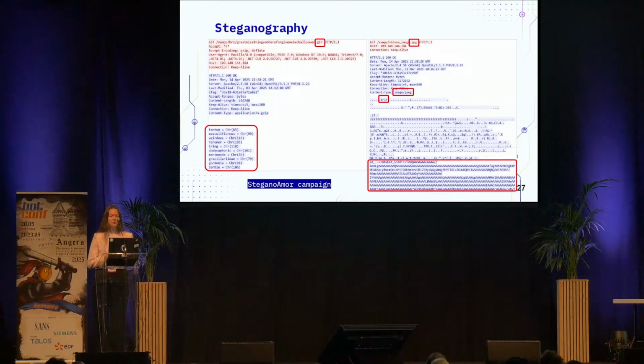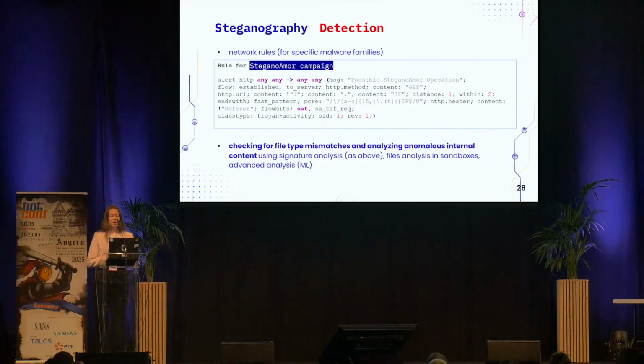In the right screenshot, we see that the client asks for a JPEG file, and the server sends content type image JPEG, and it sends a GIF, but at the end of these packets, we see a base64 payload, and TVQ is the start of a PE file, but in base64. So we can try to make some network rules for some specific malware families. For example, for this, we can detect using some content with distance and within keywords, and we can make a PCRE regex for this, but it's not the only way.